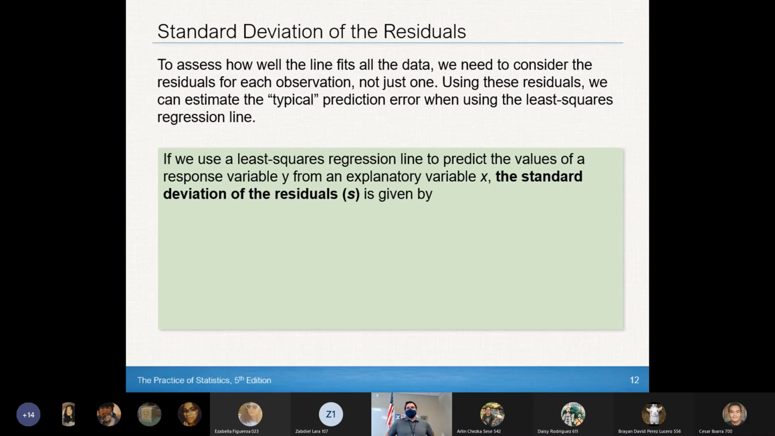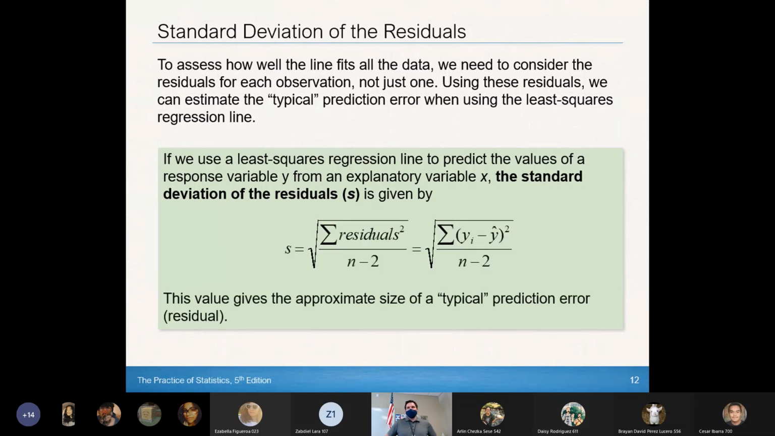If we use the least squares regression line to predict the values of a response variable y from an explanatory variable x, the standard deviation of the residuals, s, is given by this formula, which is very similar to how we find standard deviation. It's just a slight difference. We have the square root of the sum of the residuals squared divided by n minus 2. And this is not n minus 1 because we're dealing with two data sets. So it ends up being n minus 2. We have the square root of the sum of y_i minus y hat squared divided by n minus 2.